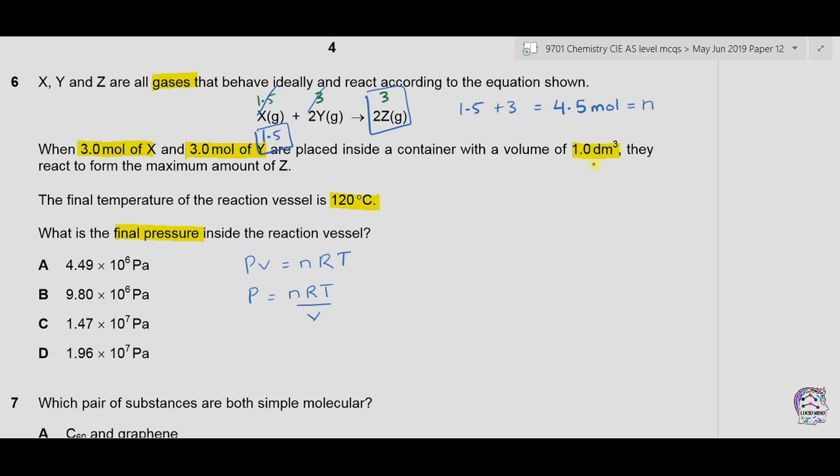Now let's convert the units according to the ideal gas equation. We have 1 decimeter cube volume. So therefore this will be converted into meter cube. It will become 1 exponential minus 3 meter cube. Just divide this value by 1000, you will get this value. The temperature is 120 degrees centigrade. Just add 273 to convert it into Kelvin. So we will have 393 Kelvin.